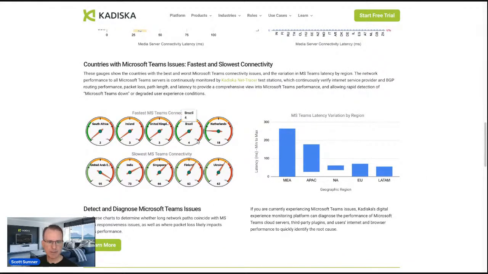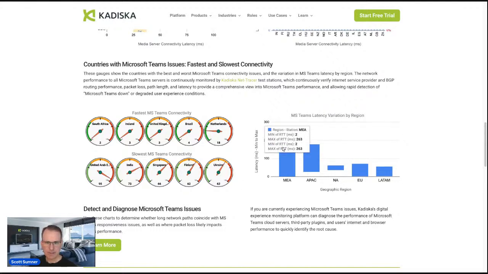Right, so you might ask the question, which countries have the fastest Microsoft Teams connectivity, the best experience? So here we're seeing those ranked. So South Africa, very close to their own media server there. Ireland is also a location where there's a Microsoft media server. UK connecting to Ireland, I think, and then you have Brazil and the Netherlands, very good performance. And then the ones with the slowest Teams connectivity and packet loss.